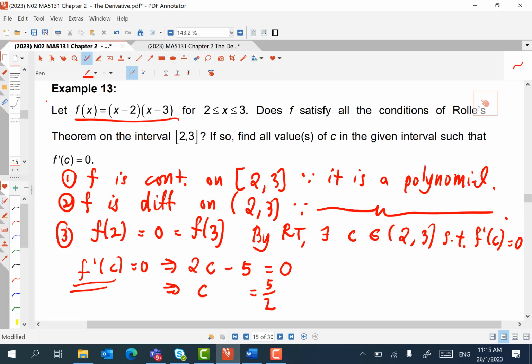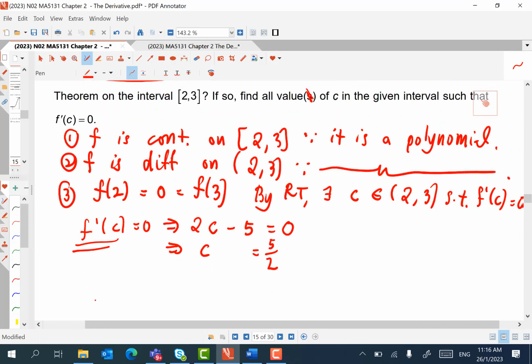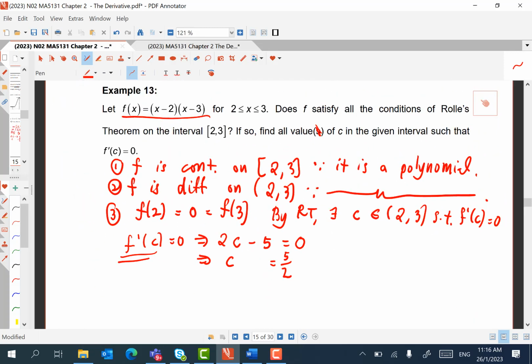We simply differentiated f(x). I differentiated f(x) mentally and put in x and C. Right? Interesting answer. Okay. So, how many values of C do you have? There's only one value of C. So in this case, this is a trick question. Okay. In exam, don't write RT. Spell the name of the theorem as Rolle's theorem.